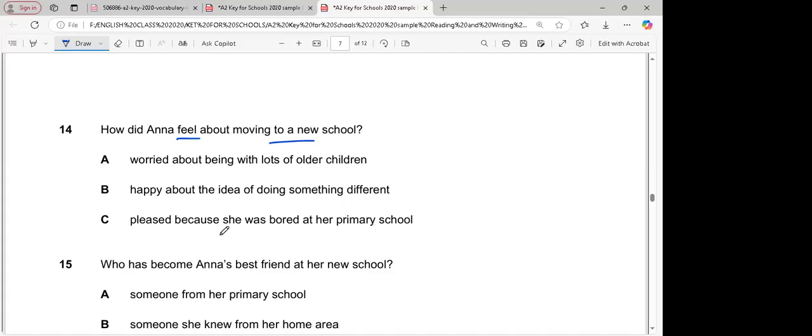Okay, please, because she was bored at her primary school. It doesn't mention something like that. So the B is the answer, because C, the word pleased, because she was bored at her primary school. Teacher, my previous answer was B, teacher, but you said it was wrong, teacher. Okay, then it's correct. Let me check again. Then I made it wrong, right?